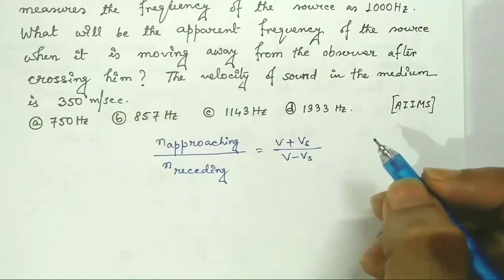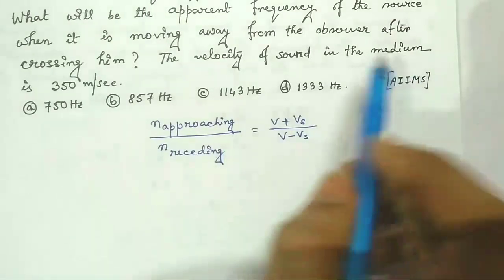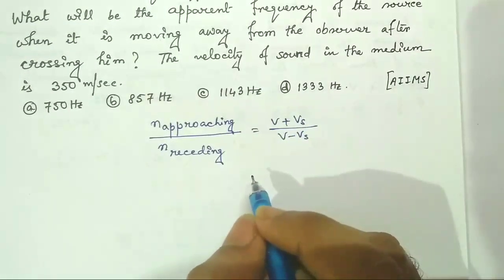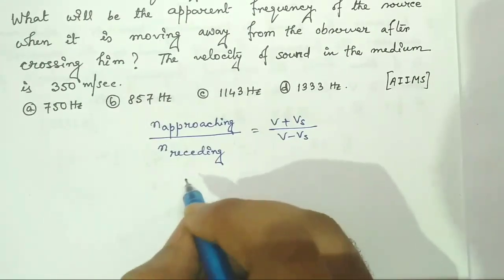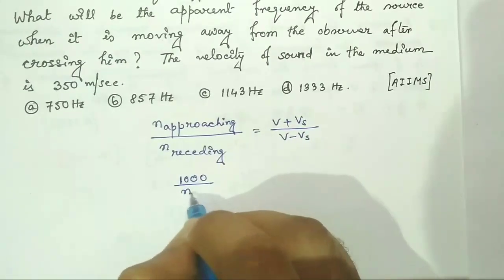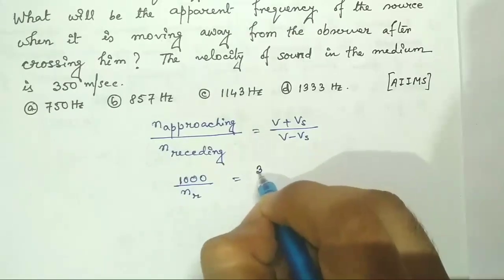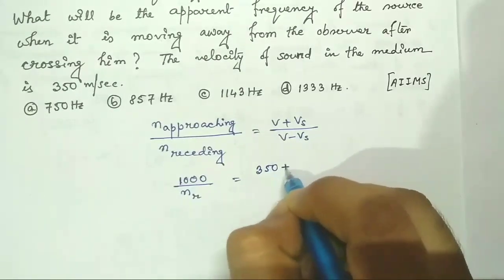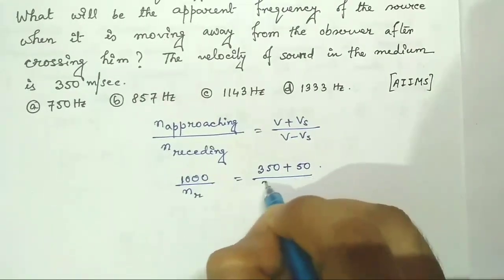I have proved this in the concept clearing class. The n approaching, the apparent frequency heard by the observer when the sound source is moving towards him, is given as 1000 Hz, and the n receding is asked. The velocity of sound is given as 350 and the velocity of the sound source is given as 50 meter per second.